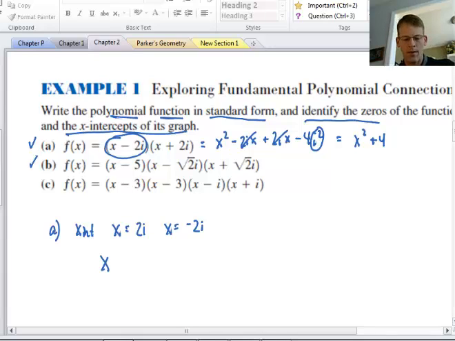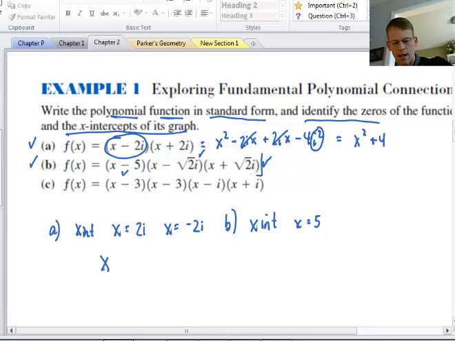On the next one, I suggest if you were to do this problem, you can clearly state what the roots are by setting the linear terms equal to 0. So for part B, the x-intercepts, there's only going to be one intercept, and that's going to be at x equals 5, because the other two are going to be imaginary.